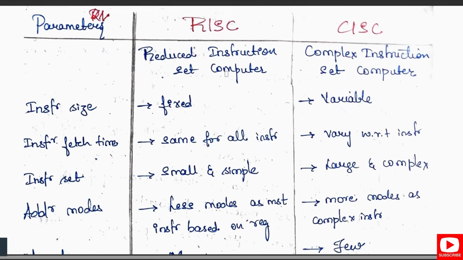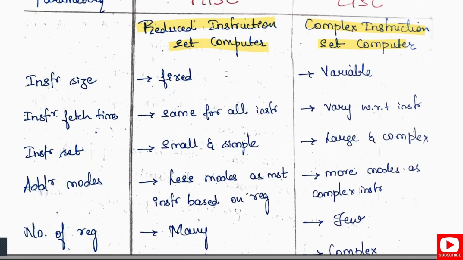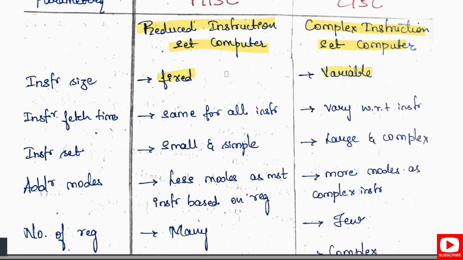RISC and CISC, based on parameters. RISC is Reduced Instruction Set Computer and CISC is Complex Instruction Set Computer. Instruction size in RISC is fixed; here it is variable. Instruction fetch time, that is, the amount of time required, is the same for all instructions in RISC, but here it depends on the complexity of the instruction. The instruction set is obviously reduced, so it is a small and simple set. Here it is complex, so it is large and complex.